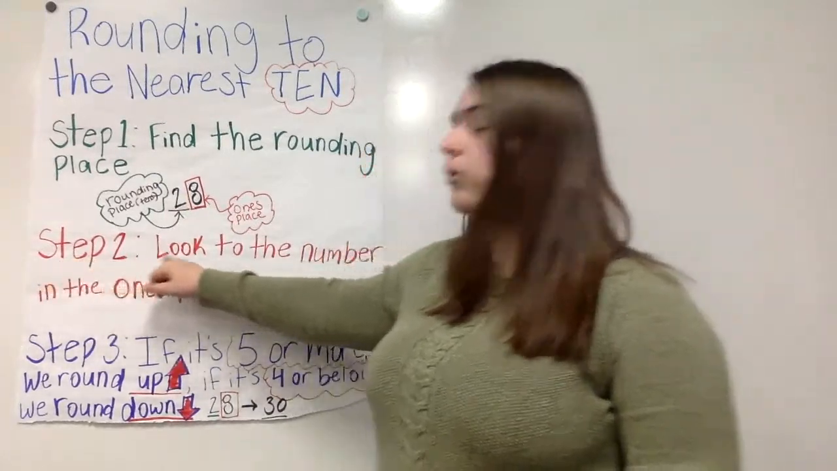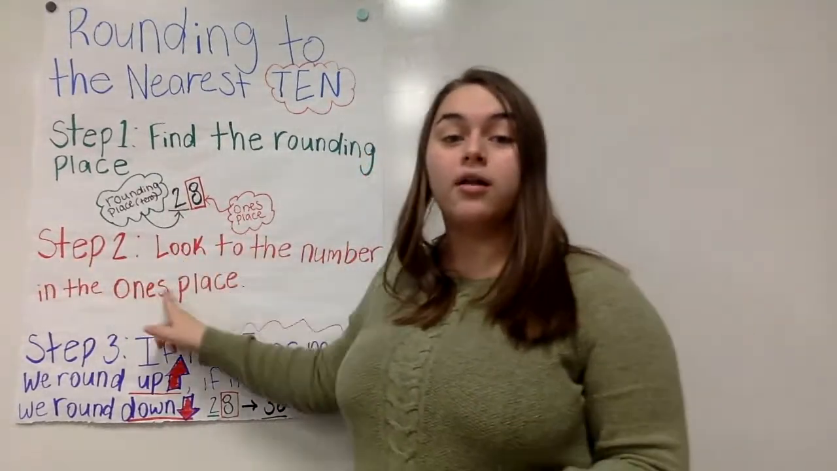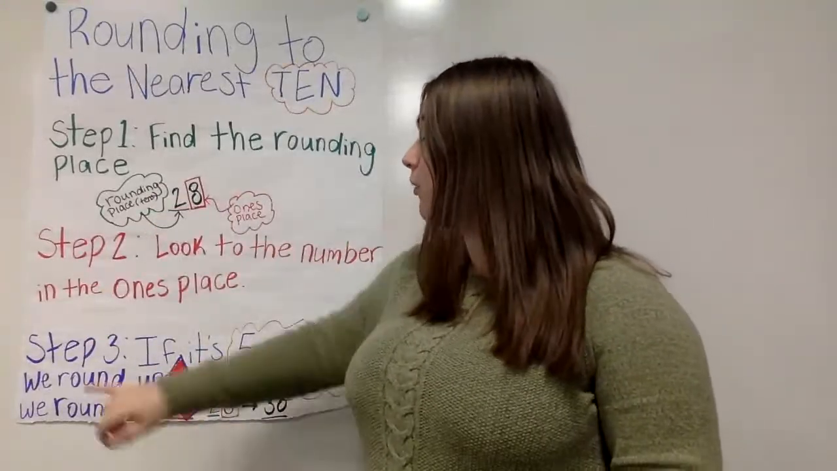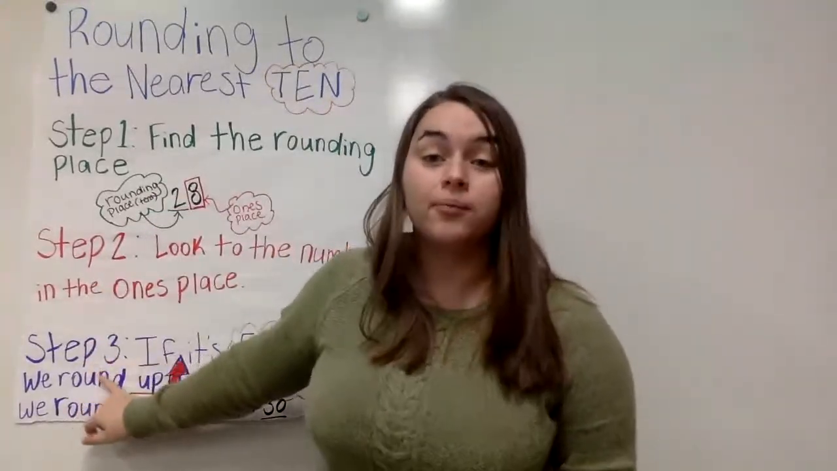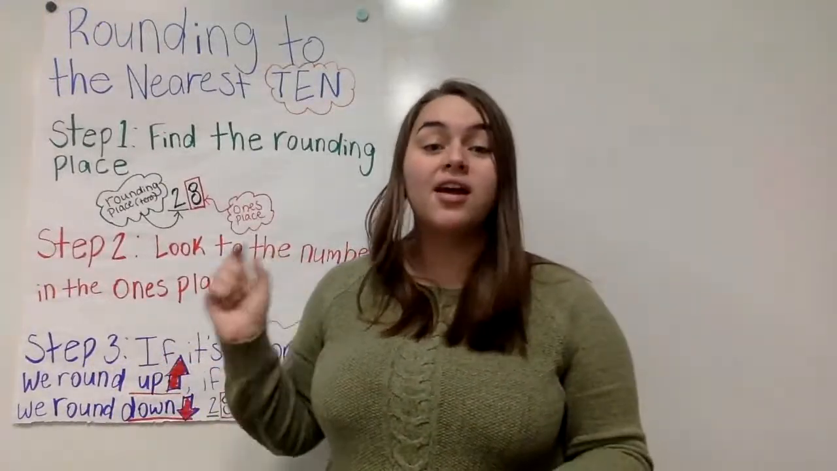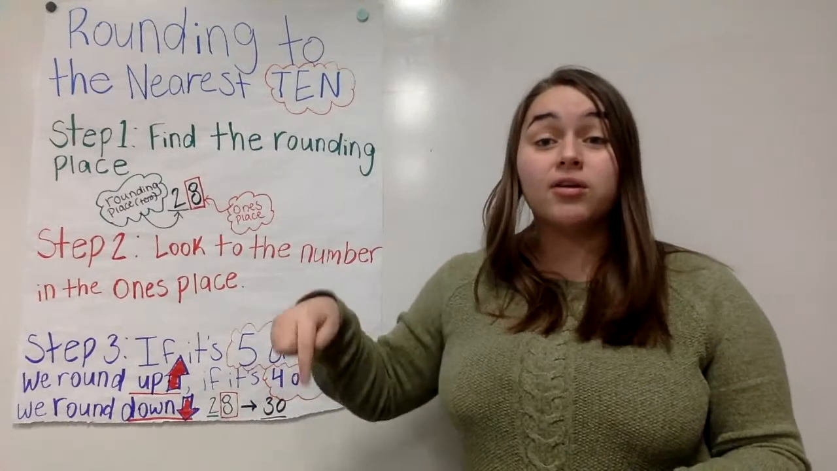And let's see, step 2 is look to the number in the ones place. And that number is 8. So step 3 is going to tell us what we're going to do with that number. So for step 3, if it's 5 or more, we round up. And if it's 4 or below, we round down.